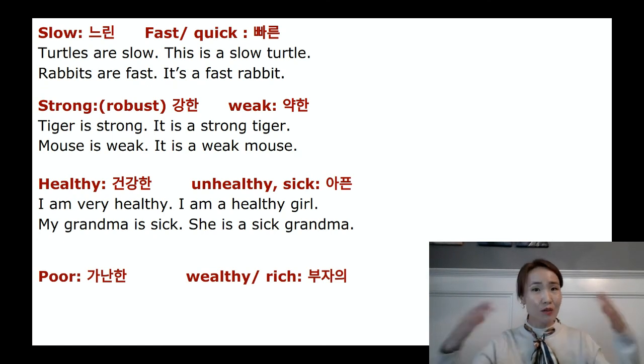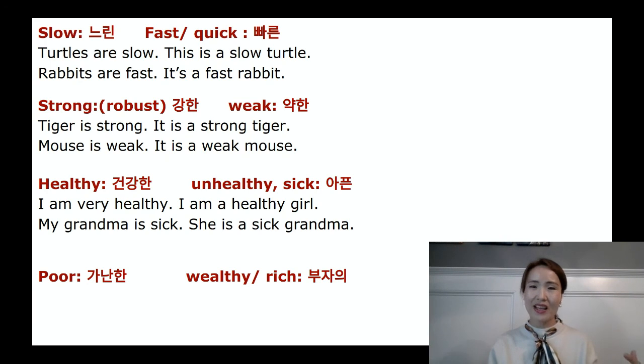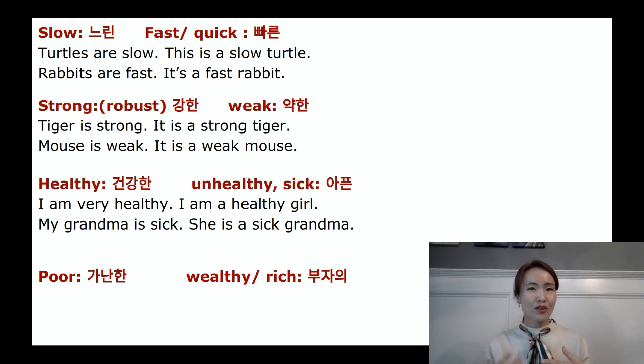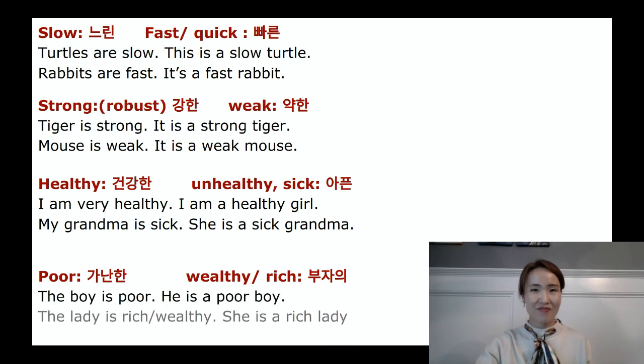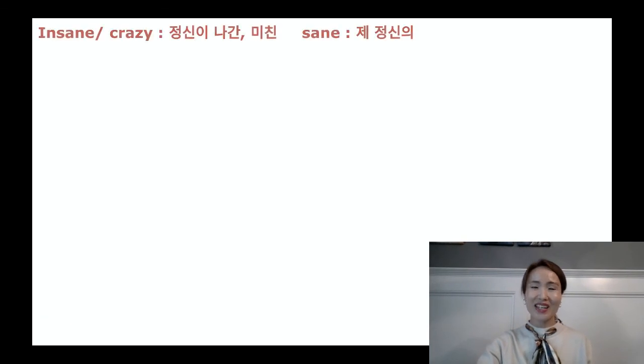Okay, also, you go by worth, right? Some people have a lot of money. Some people don't have a lot of money, right? So you can say those people who don't have a lot, they are poor. Those people who have a lot of money, they are rich and wealthy. Rich and wealthy. Okay, very good.